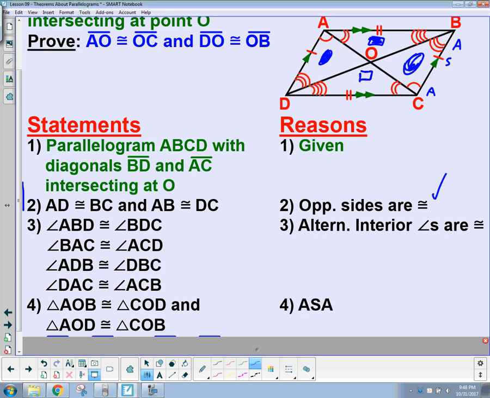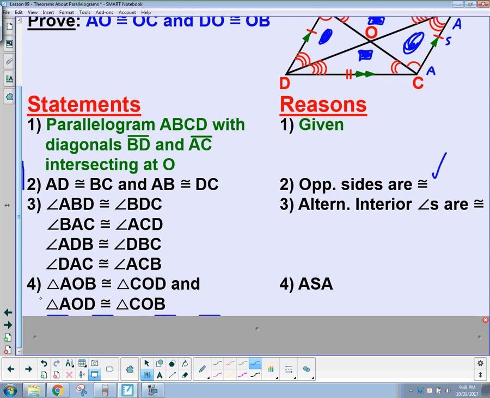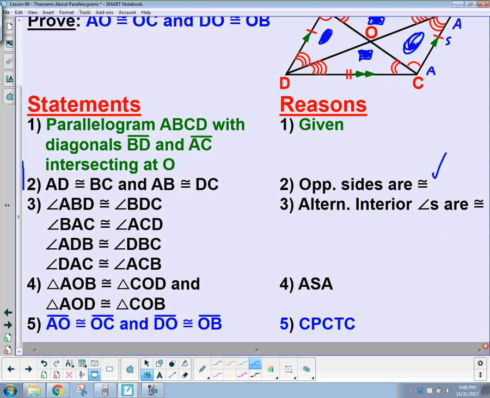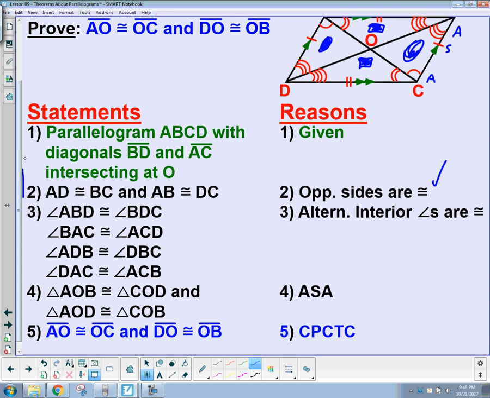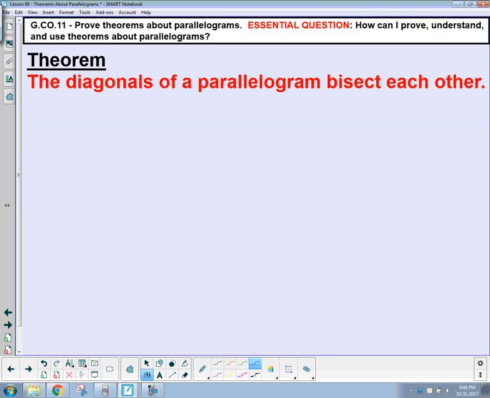And as you know, I think you see it coming, CPCTC is going to state that AO is congruent to OC and DO is congruent to OB. I know that was a lot to take in, but this was just the proof to show that diagonals of parallelograms bisect each other. Skadoosh. Okay? Trust me, we're almost there.